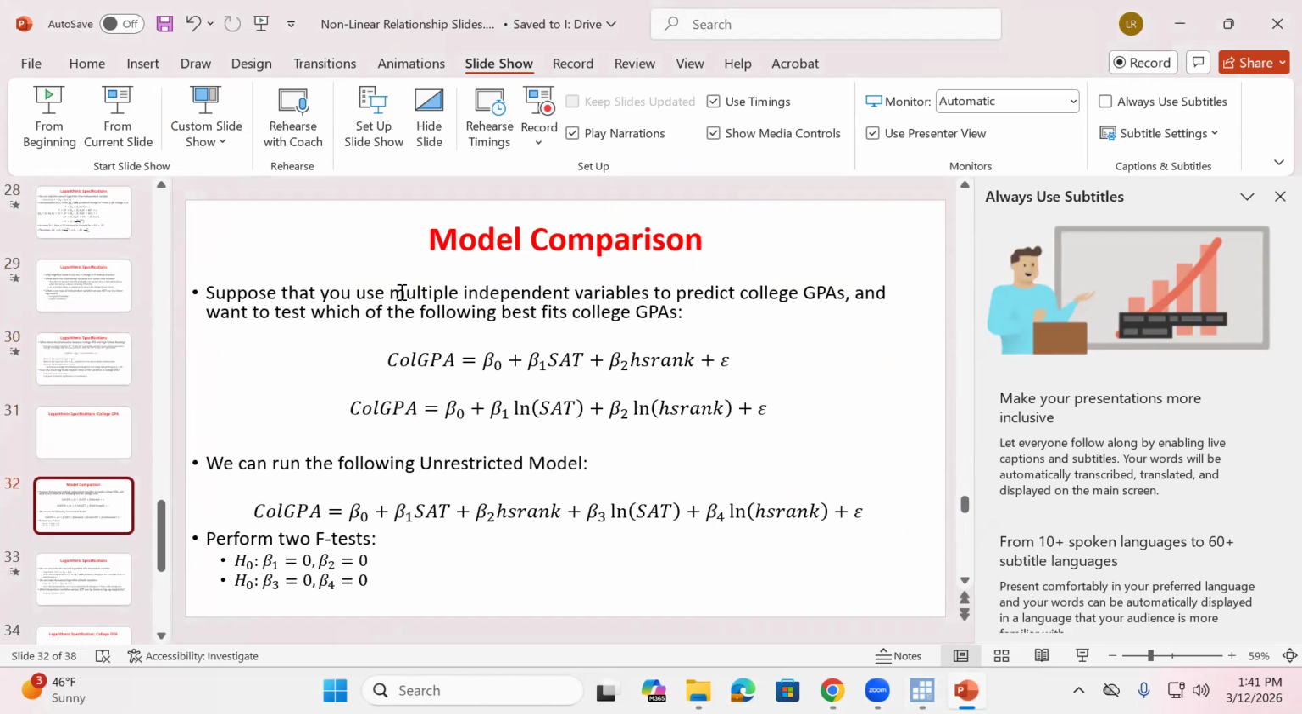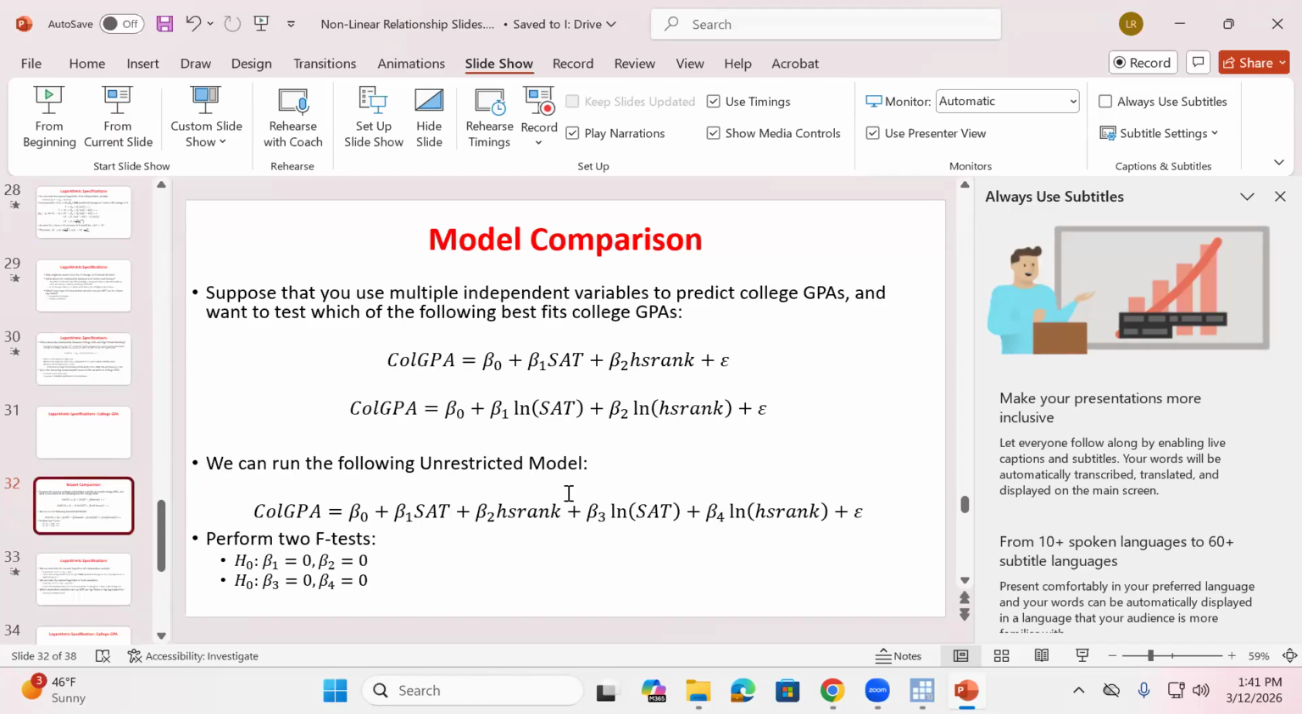Now, what we didn't cover, and I'm going to hold out on actually doing this until after spring break, is we can actually take the natural log of multiple variables. So if I want to run a linear log model, I don't just have to take the natural log of one variable. I could take the natural log of several variables, right? I don't have to just transform one of my control variables. I can transform a lot of them.